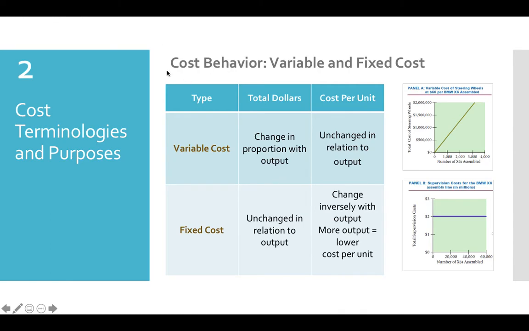And the third one of the cost terminologies is the cost behavior, which are variable costs versus fixed costs. So variable costs change in proportion with the output, meanwhile the cost per unit is unchanged. So for example, one car requires car parts that cost $3 per unit. Meanwhile, fixed costs are the costs that don't affect the total dollars when the output or the level of production increases. So, because of that, the cost per unit also decreases when we increase our production.